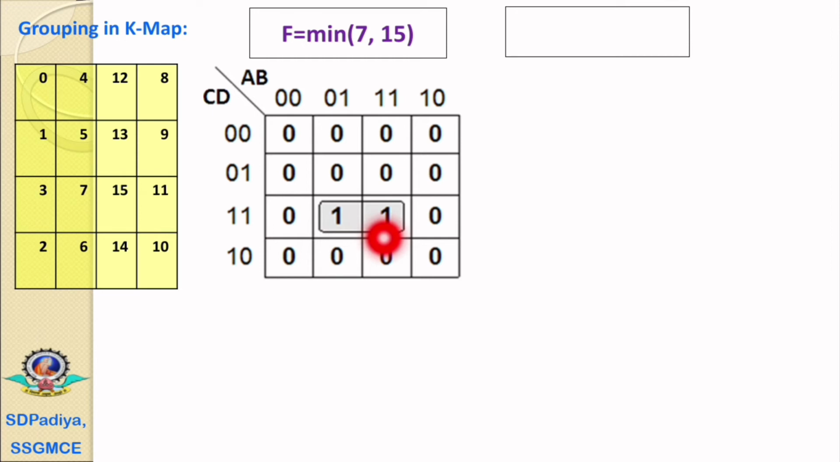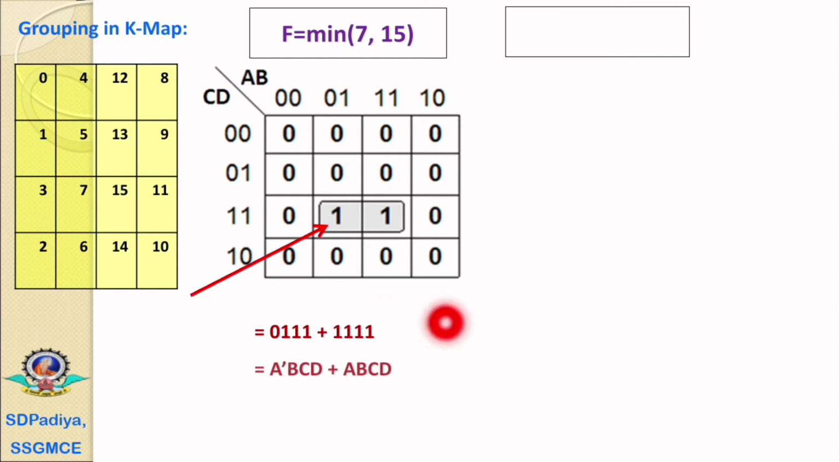Now, we have to perform the grouping of these 2 variables. These 2 variables are adjacent. Therefore, we make a group of these 2 variables, called a pair. Now here, the designation of the first cell is 0 1 1 1, and the second is 1 1 1 1. Therefore, we have written 0 1 1 1 plus 1 1 1 1. The equivalent expression is a dash b c d plus a b c d.